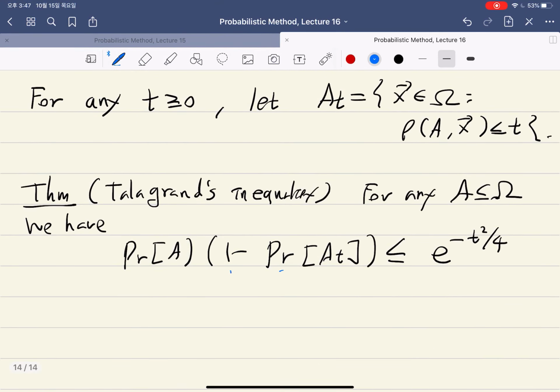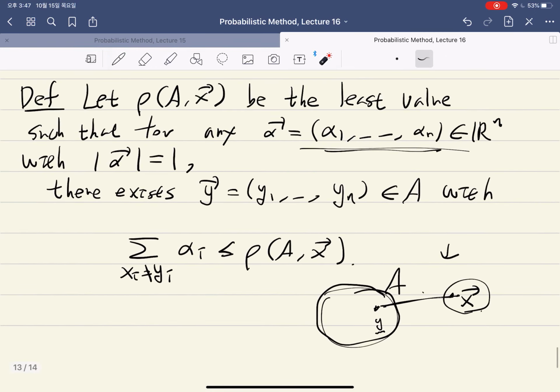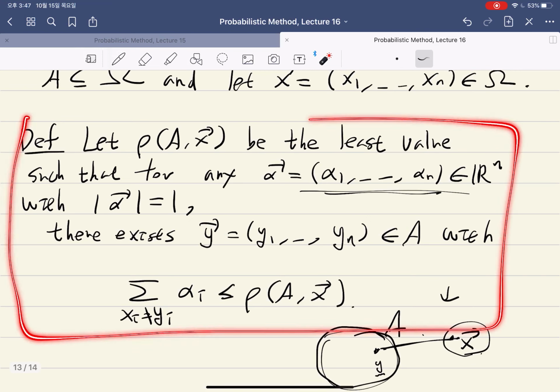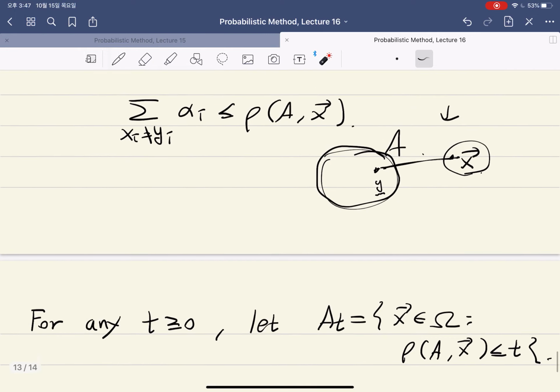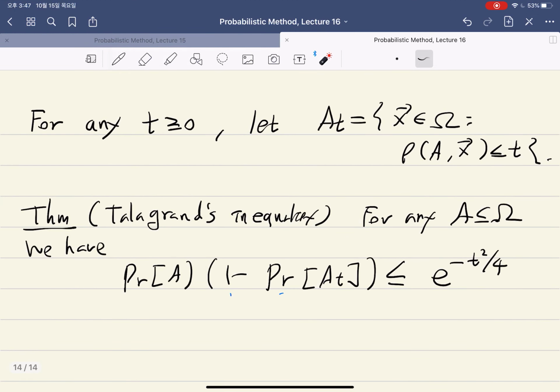Of course, in here, this distance is defined in this way, the weighted Hamming metric. Among all the weights, you take the worst one. Anyway, with this, we can later apply this to several problems. So next time we will prove this Lagrange inequality, and we will also see some applications of it.